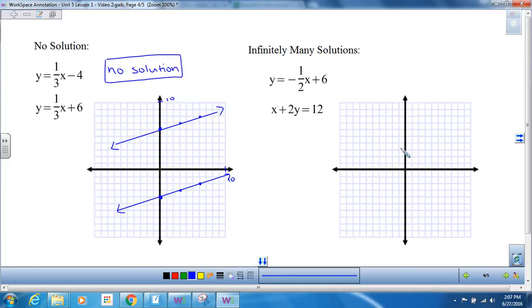Okay, infinitely many solutions. So let's see what those look like. So the first one I can graph, because it's just in slope-intercept form. Start at 6, go down 1, right 2. But also up 1, left 2.